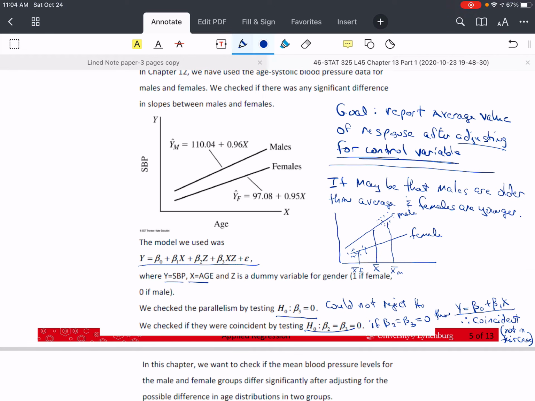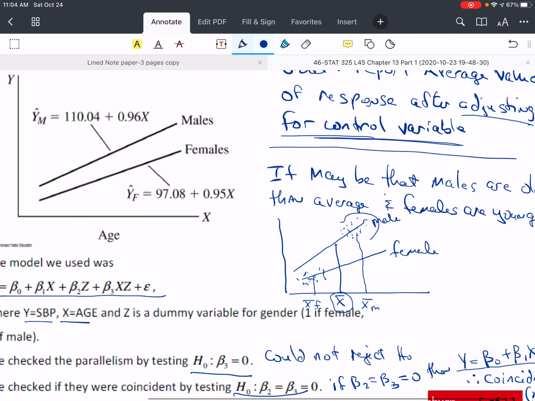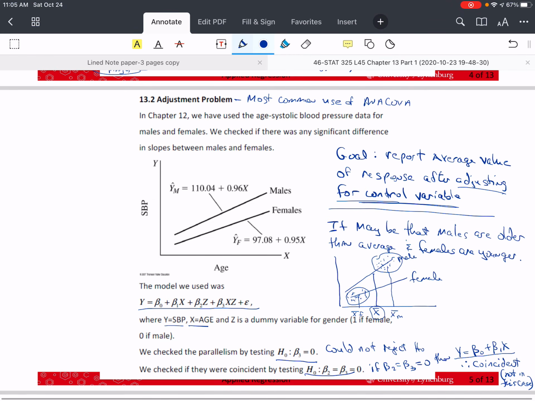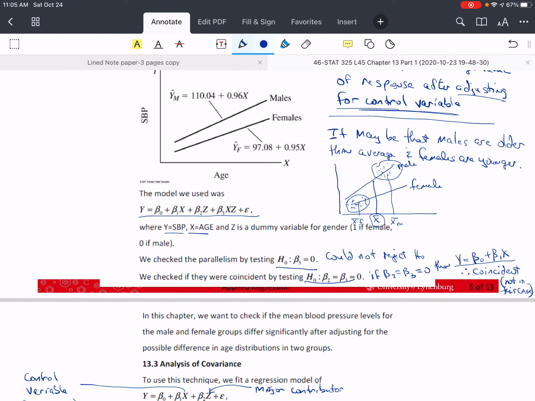So let's take this example. It may be that males are older than females on average, or older than the average age. Here, this could be the overall average between males and females. You'll see that up here is where we see the males falling, and then females are falling way down here. So between the two of them, the average is in the middle, but the males overall are older and the females are younger. Okay, so we need to control for that age difference.